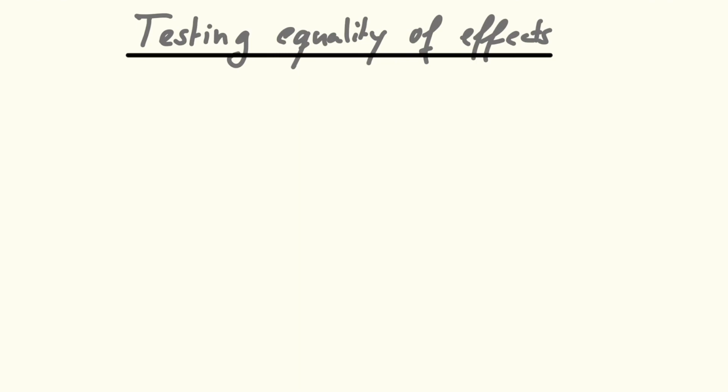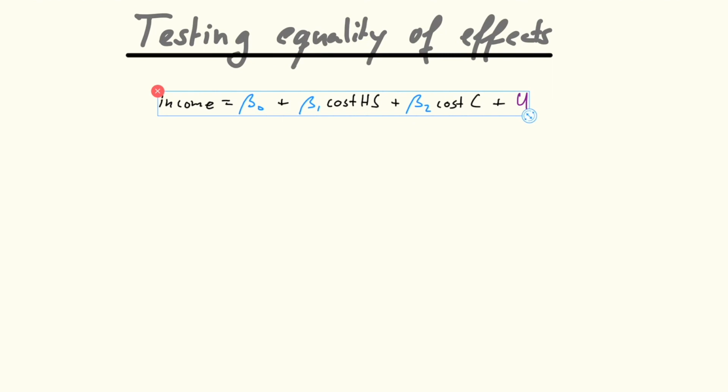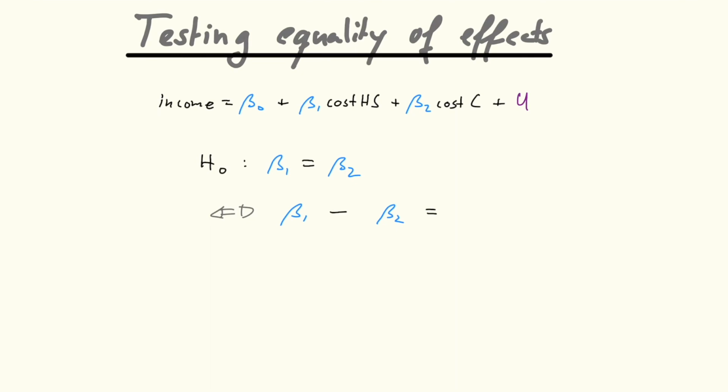We continue to consider our old example of the effect of cost of education on income. Suppose that we want to test the null hypothesis that money spent on high school education is equally effective as money spent on a college education. In terms of our model coefficients, this means we want to test the null hypothesis that beta 1 is equal to beta 2. We can rearrange this equality as beta 1 minus beta 2 equal to 0.